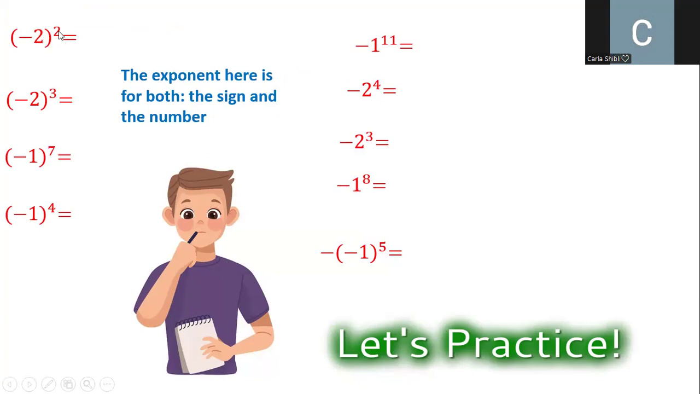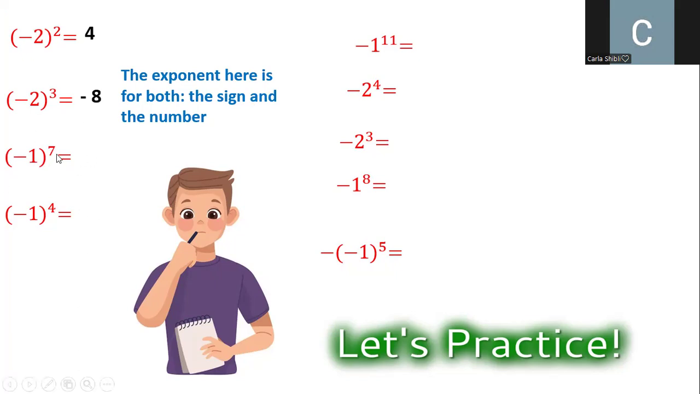So I ask, is my exponent even or odd? It's even. So my answer will be positive or negative? It will be positive, of course. And we find 2 squared, which is 4. Minus 2 cubed. So I say, here, my exponent is even or odd? It is odd. So my answer will be negative, and 2 cubed is 8.